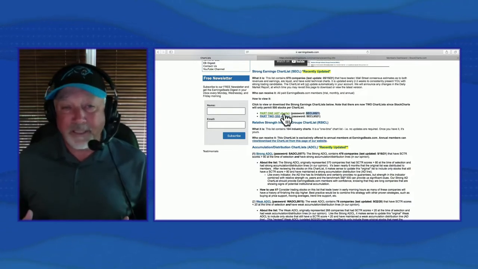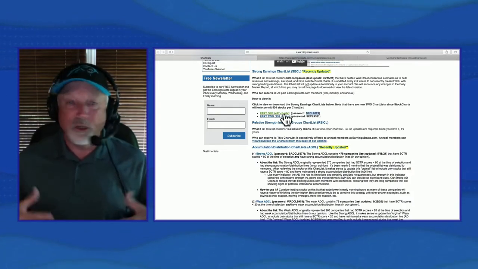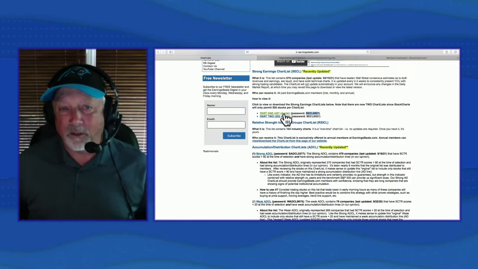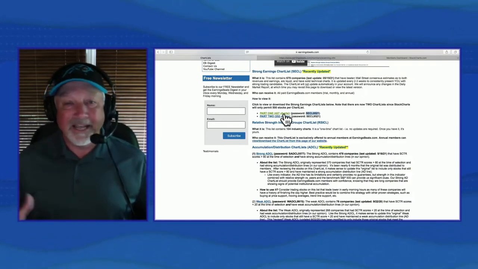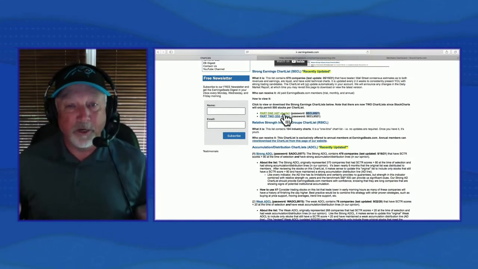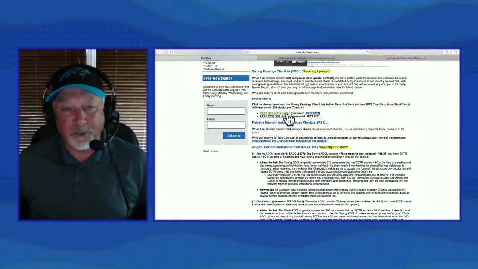Now, if you don't have a StockCharts account, you can still use our chart lists, but obviously you won't be able to use the StockCharts scan engine against those chart lists. So we would encourage making sure you have membership to both.